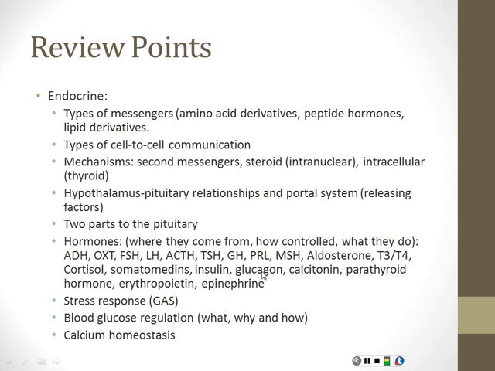Insulin and glucagon come from the pancreas. They're not controlled by the pituitary, so insulin and glucagon are sort of on their own. The pancreas controls blood sugar by monitoring blood sugar itself. So insulin makes blood sugar go down, and glucagon makes blood sugar go up.